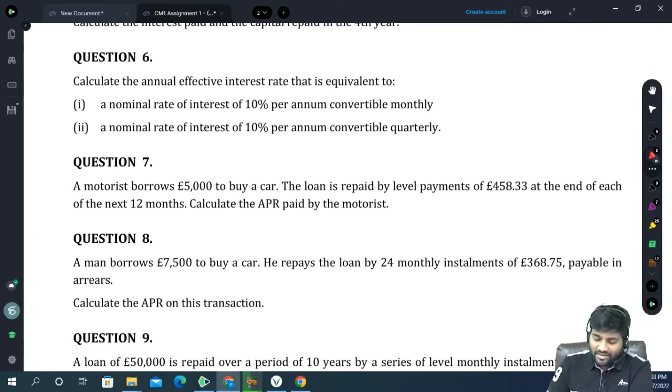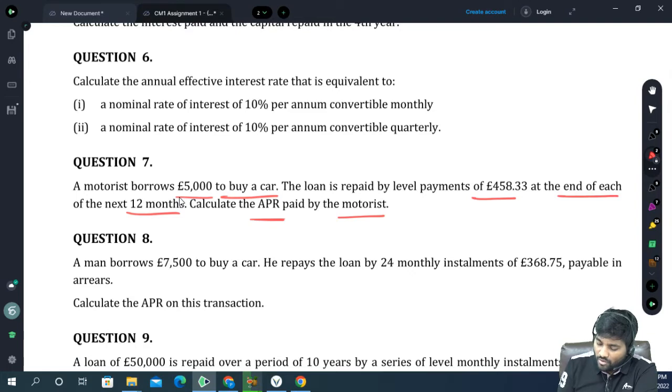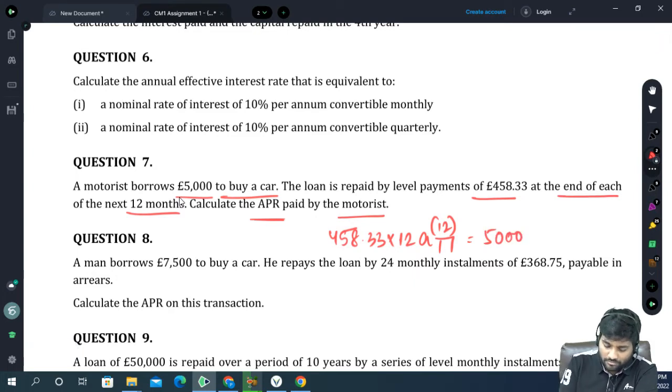In question number 7, a motorist borrows 5,000 to buy a car. The loan is repaid by level payments of 458 at the end of each of the next 12 months. Calculate APR paid by the motorist. So, we are going to do 458.33 into 12 a_{12} is equal to what? 5,000. And we are going to solve for the APR.